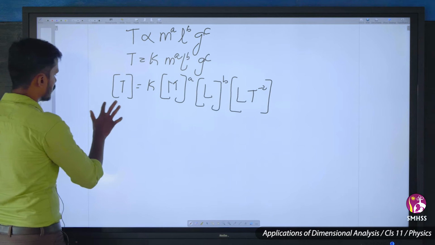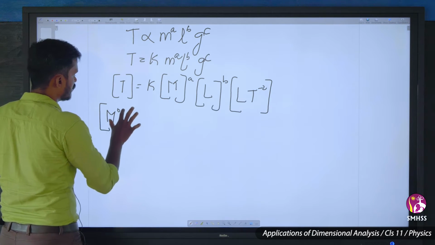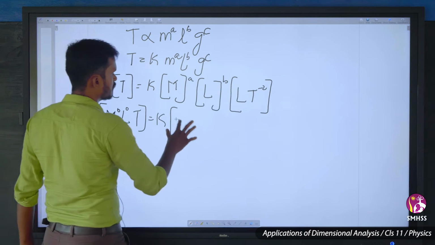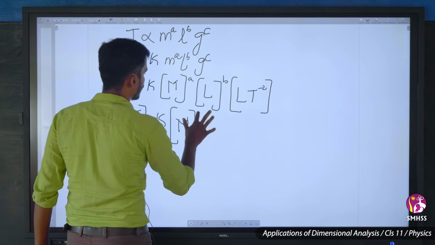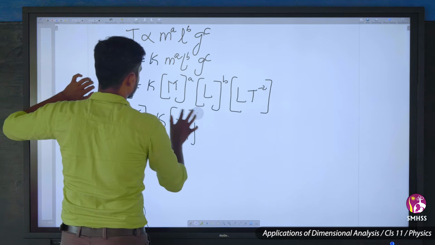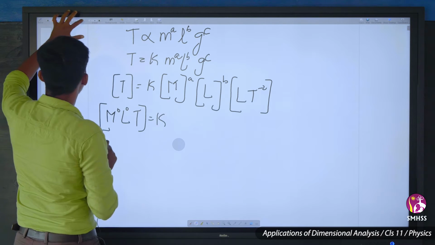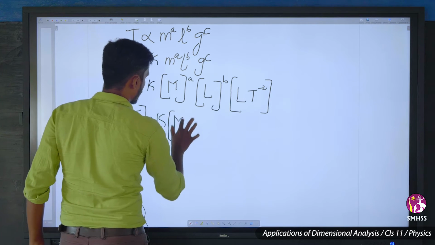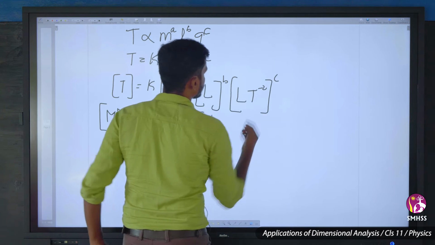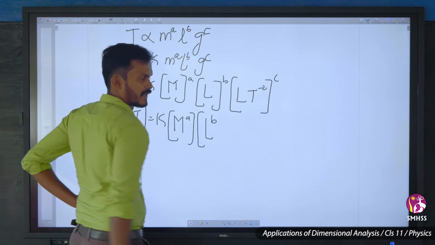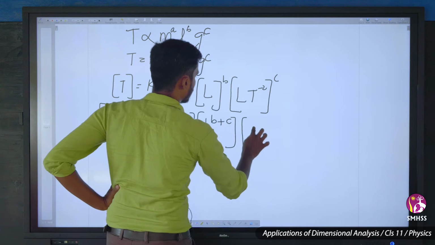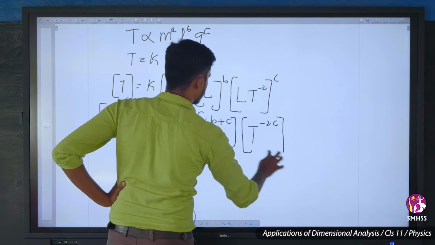So, we will write the time period like this: M^0 L^0 T equal to k M^a, L^b, and here it is c, (L T^-2)^c. So, add the powers: L^(b+c) and then T raised to minus 2c, that is it.